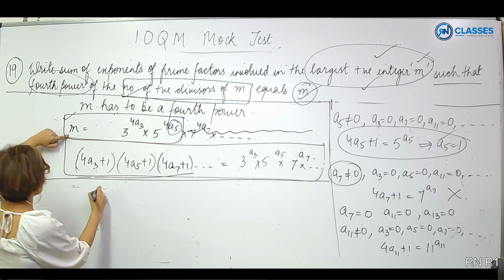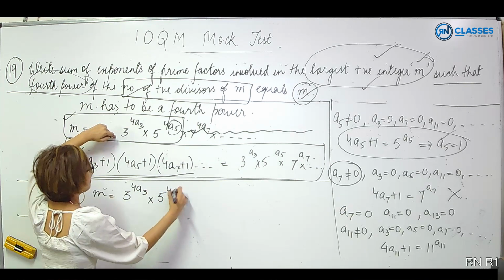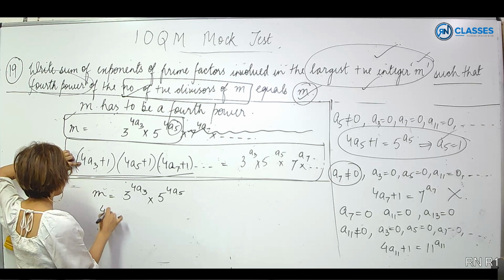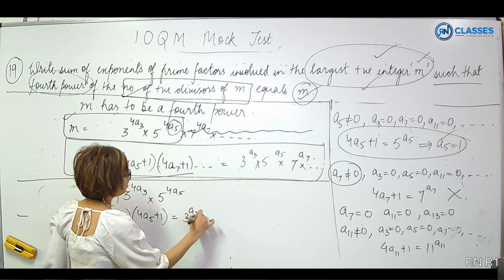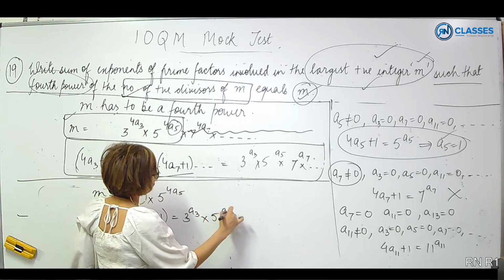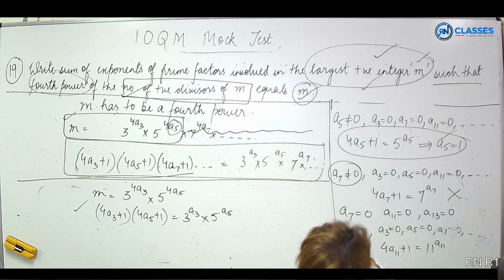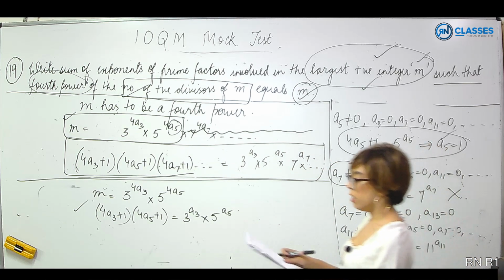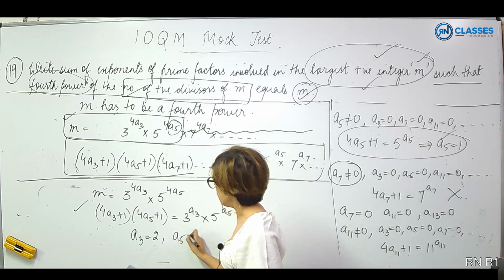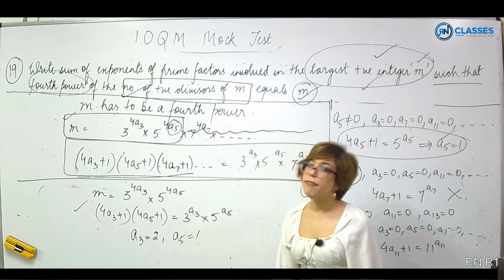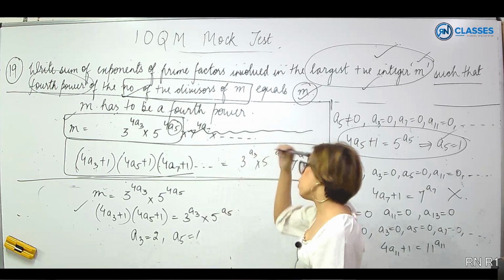Right. Now he says my m is actually nothing but 3 raised to power 4a3 into 5 raised to power 4a5. Right? And my equation actually is (4a3 plus 1) into (4a5 plus 1) equal to 3 raised by a3 into 5 raised by a5. I need to solve this one so that I have the largest positive integer. You can start putting the value and you realize the largest thing that you can do is a3 is 2 and a5 is 1. If you go beyond this, the right hand side will increase dramatically and left hand side slowly. Right? So this is the only case possible.